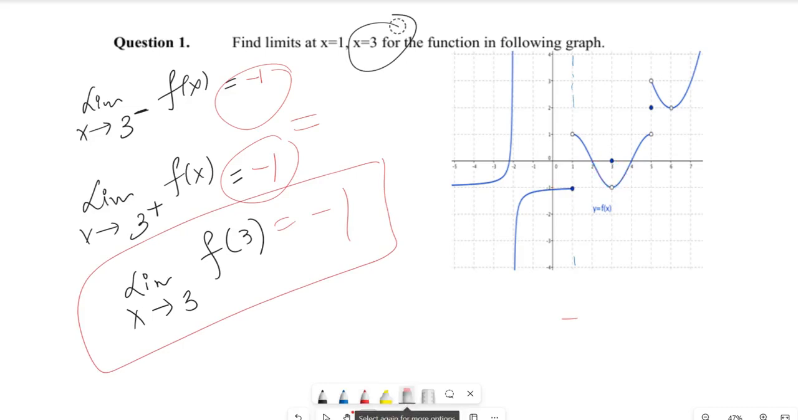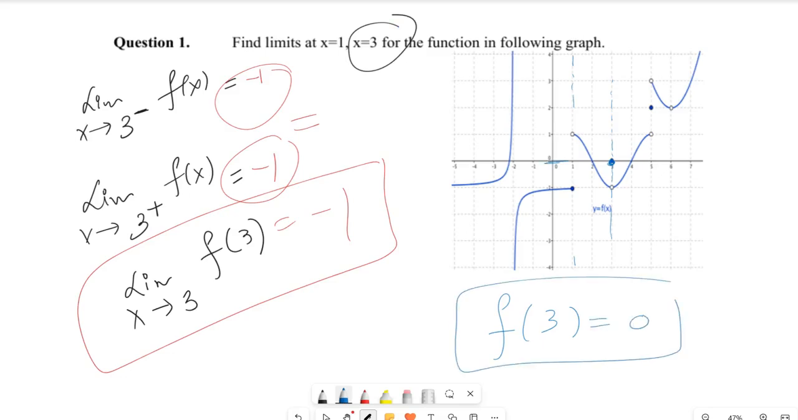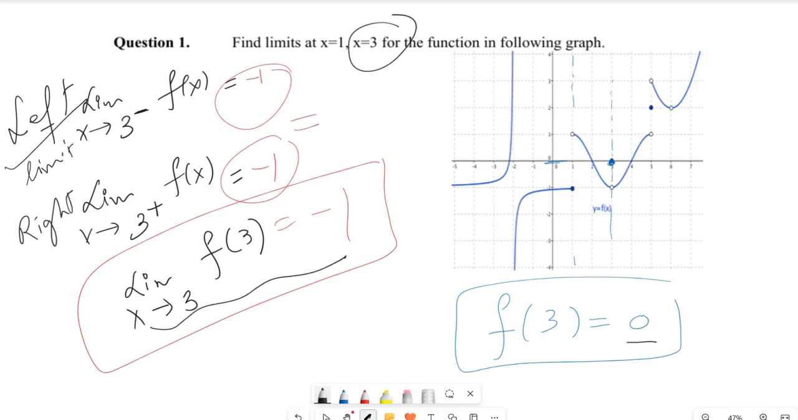If they ask you to find the value of the function at 3, so on the dotted vertical line 3, you need to see if there is a solid point where the function is passing through any value. So there is a solid point that is at 0. Therefore, f of 3 is 0. So you guys notice in this case, the function's left limit exists. This is the left limit. And the function's right limit exists. The function's limit also exists. The value also exists, but they are not equal to each other.